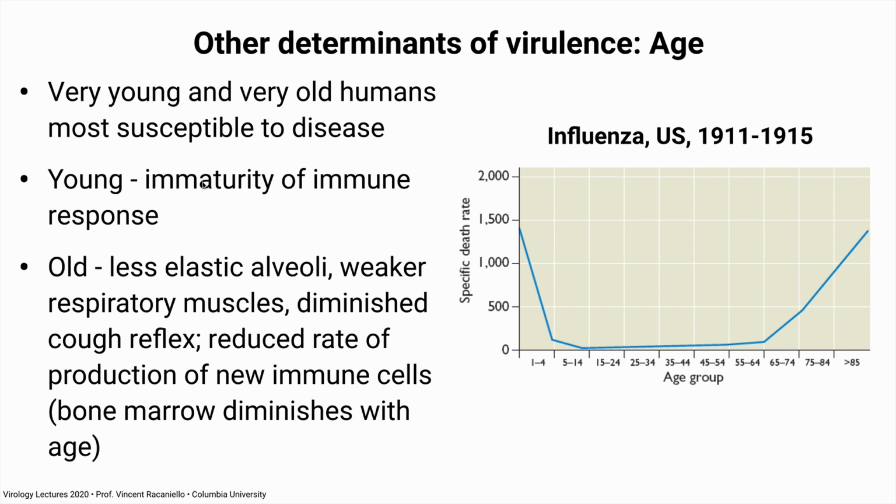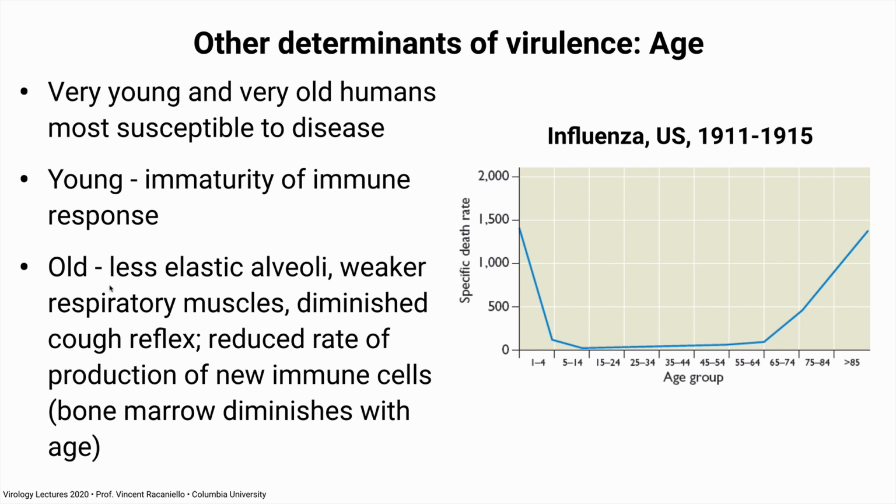Why is that? Well, we think the young have an immature immune response, so they can't combat infection. But obviously this isn't true for all infections, because we see with the current COVID-19 disease that it is very rare in young kids. Older individuals being more susceptible is very typical, not just for influenza, but COVID-19.